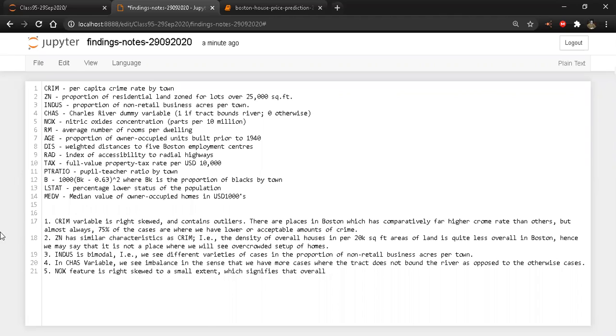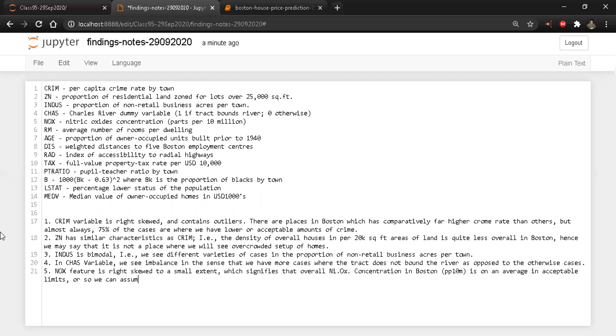Okay, so the NOX feature is right skewed to a small extent, which signifies that overall nitric oxide concentration in Boston, parts per 10 million, is on an average in acceptable limits, or so we can assume.